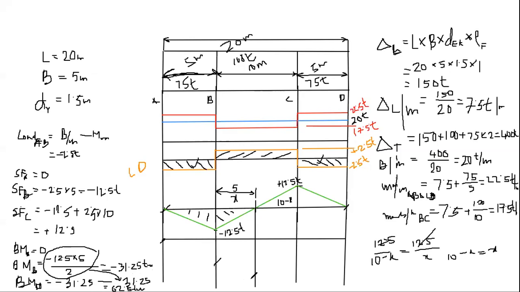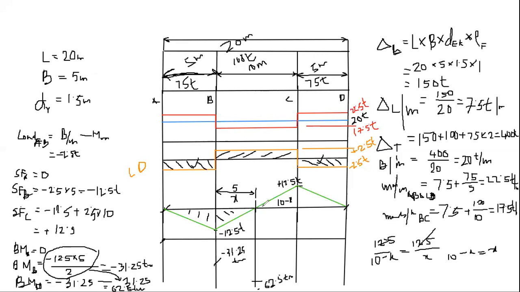So let us plot it here. This is minus 31.25 ton meter, and this is 62.5. This is also minus ton meter.